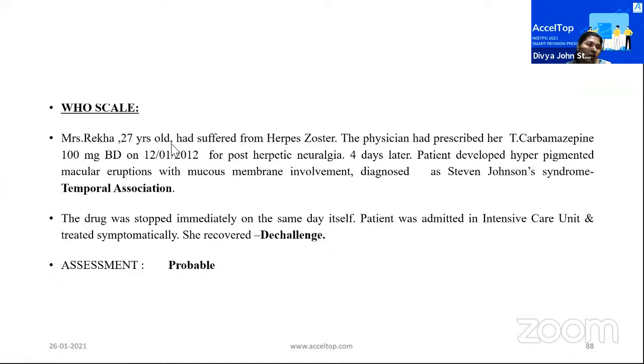So in this given case scenario, Mrs. Rekha, 27 years old, has suffered from herpes zoster. The physician prescribed carbamazepine, and after 4 days she developed the ADR, Stevens-Johnson syndrome. So there is a plausible temporal association. The drug was stopped immediately on the same day, and the patient recovered after ICU treatment with symptomatic medication. So she had a positive de-challenge. So it becomes probable causality.